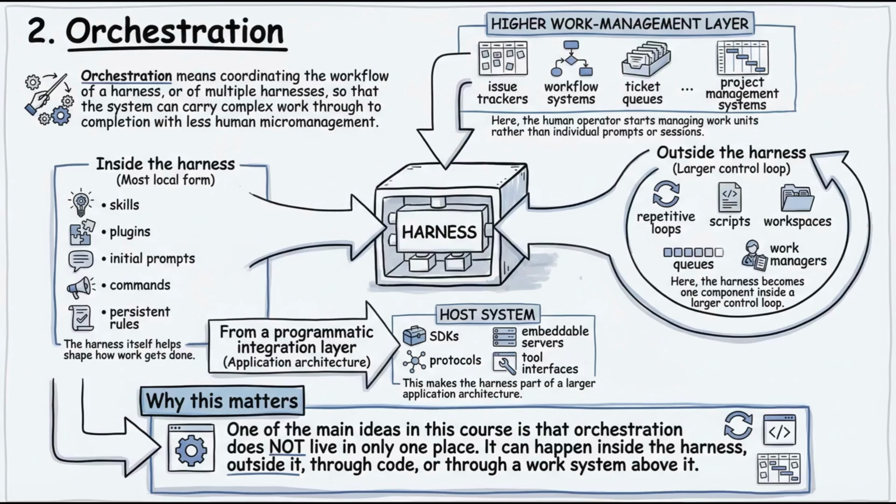Stepping one level out, coordination can also happen outside the harness. In this scenario, the harness becomes just one component inside a larger control loop. This external coordination is usually managed through repetitive loops, external scripts, dedicated workspaces, queues, or specialized work managers. Moving further out, we have the programmatic integration layer. This is where a host system coordinates the harness, making it a functional part of a much larger application architecture. This type of coordination relies on software development kits, network protocols, embeddable servers, or specialized tool interfaces.